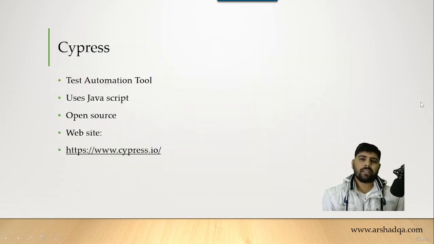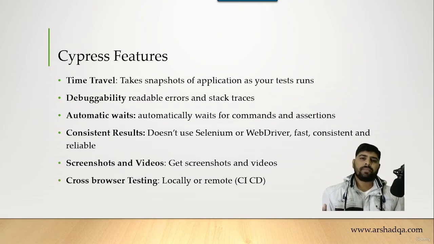Now let's discuss Cypress. In Cypress, as I have shown you, this automation tool uses JavaScript and it is open source. Their website is cypress.io. Cypress has some features. It provides time travel: it takes screenshots of the application as your test runs. It provides debuggability, readable errors, and stack traces. It provides automatic waits, automatically waiting for 4 seconds. You can do custom waits by writing code. It provides consistent results. Because it does not use Selenium or WebDriver, it is fast, consistent, and reliable.